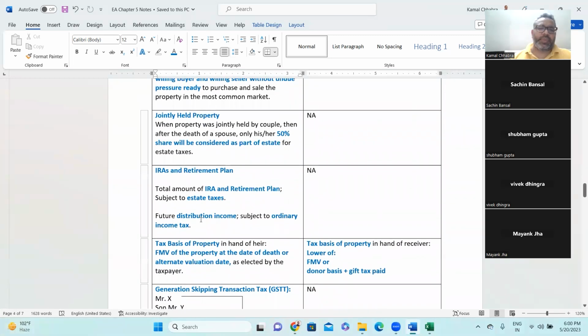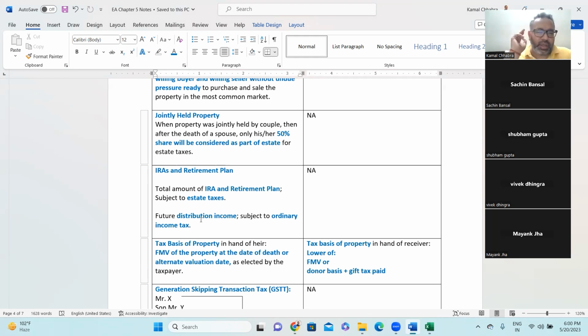Few more points. Let's cover them. Jointly held property. When husband and wife jointly hold any property, let's say they both have purchased a home where they both are staying together, and the registry is in the joint name of husband and wife. If one spouse dies, the other spouse already has his or her 50% share. So the estate should consider only the remaining 50% of the person who died, not the entire property. Make sense?